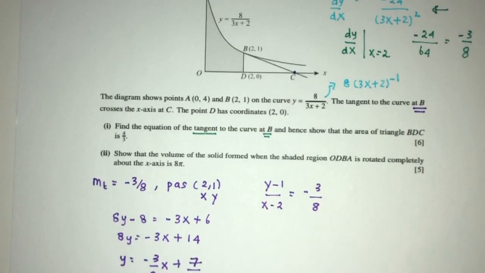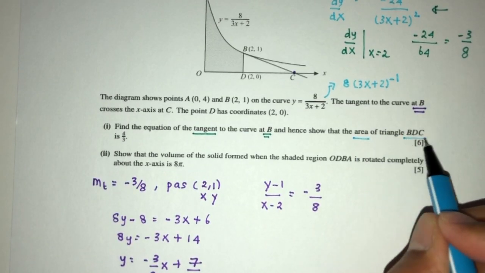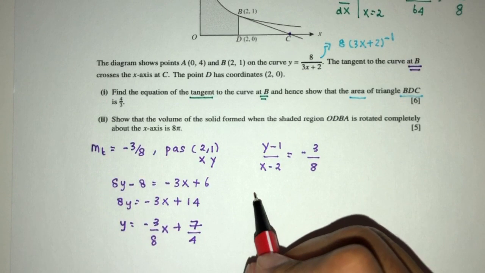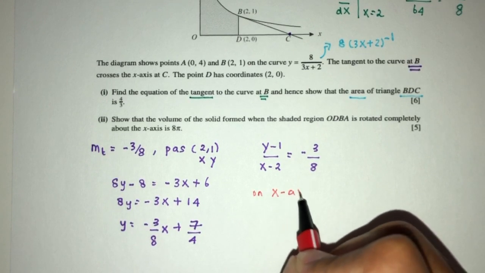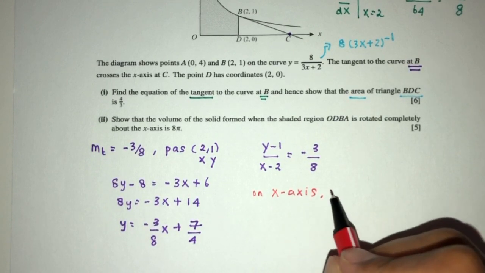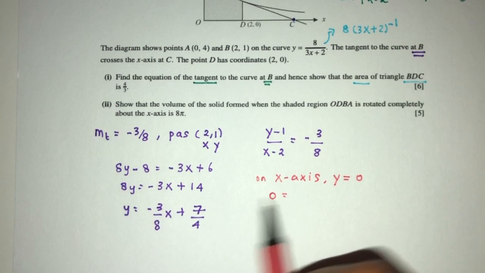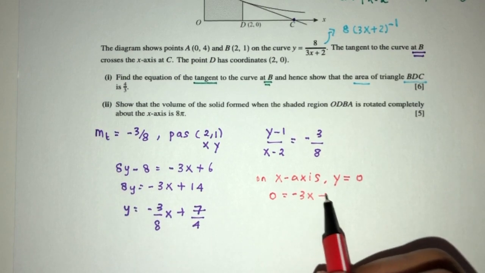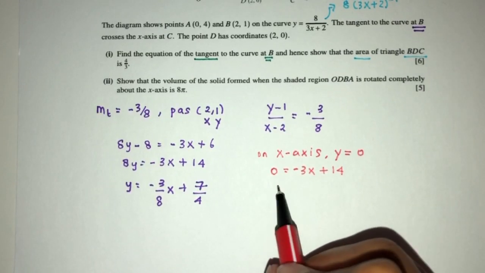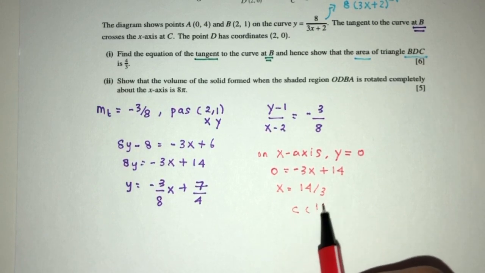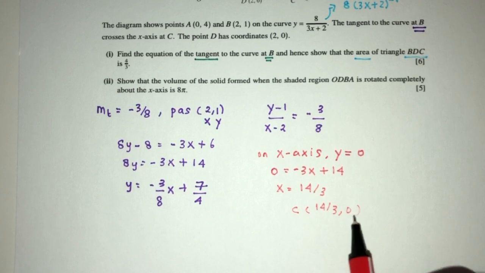Now using this, we have to show the area of BDC. So BDC, we have to find this point and then find the area. So what is the point C? The point C is on the x-axis. We realize that on the x-axis, the value of y has to be 0. So replace y: 8 times 0 is 0, and that will be minus 3x plus 14. So x will have to be 14 over 3. So the point C has to be (14 over 3, 0).